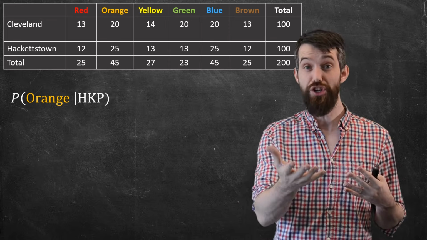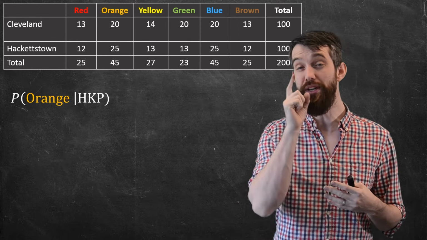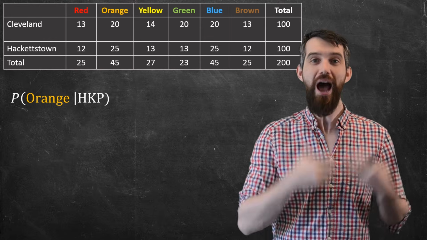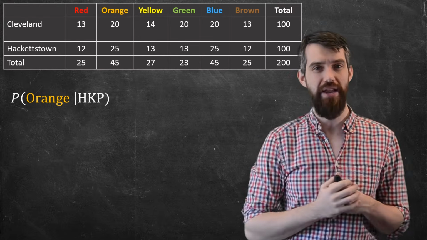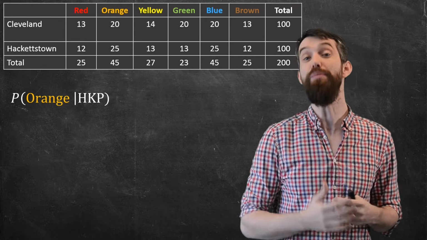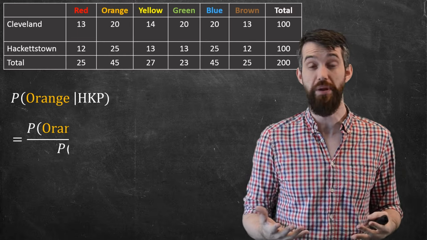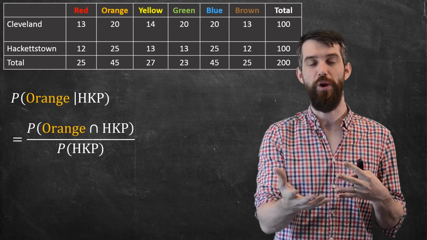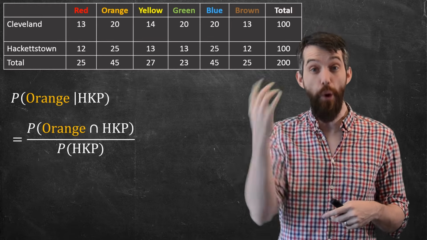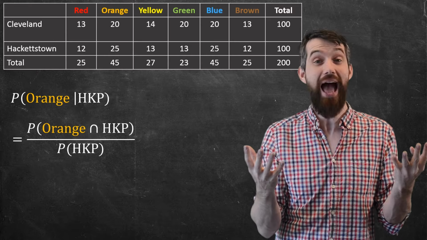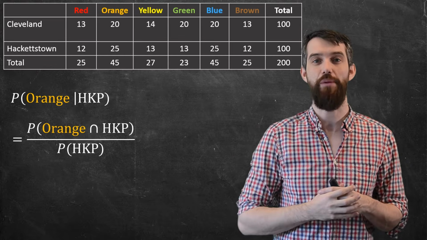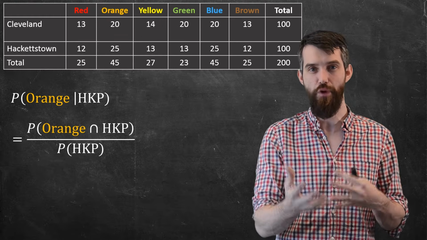So let me ask the same question I asked before. What's the probability of it being orange given that it comes from the Hackettstown plant? Note that now I am using the data in my made-up table, not the total availability for all M&Ms. So I actually am going to use my conditional probability formula. The way the conditional probability formula works is you look at the probability of the intersection, the probability that it's both orange and from the Hackettstown plant, and then you divide by the probability that it came from the Hackettstown plant. That's my conditional probability formula.